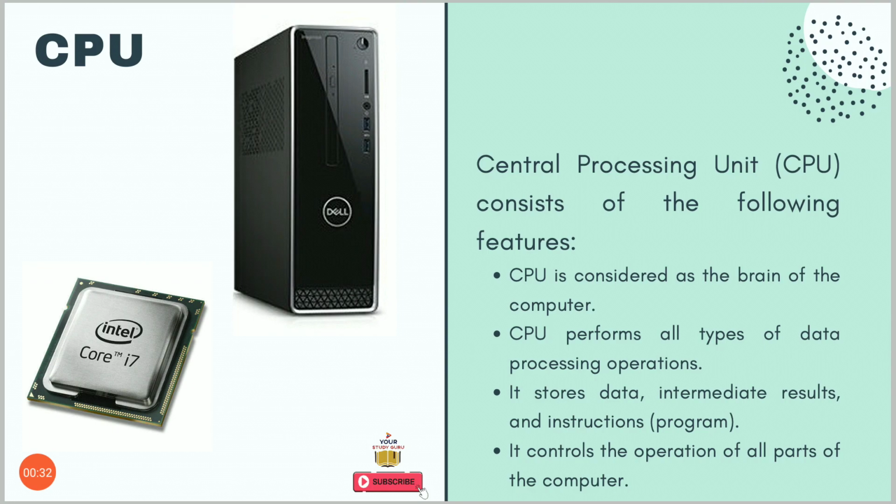First is the CPU. CPU stands for Central Processing Unit. It is also called the microprocessor. It is the main part of the computer, and we can say the brain of the computer. So what is the role of the CPU, and what actions does it perform in our system?